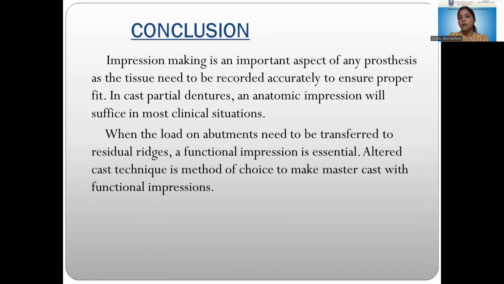The longevity and success of a cast partial denture mainly depend upon how the occlusal load is distributed. So in the case of a distal extension or tooth tissue supported prosthesis, we should consider a dual impression technique so that the load is distributed equally to both the tooth as well as the tissue. And we have to use the altered cast method to pour the cast.